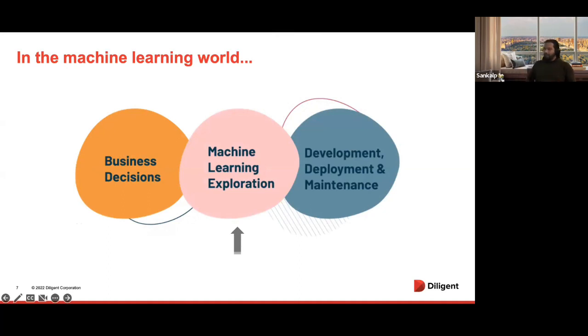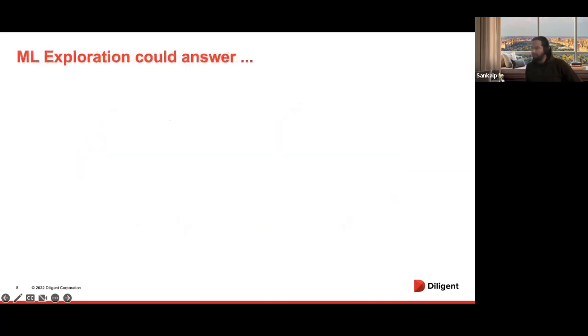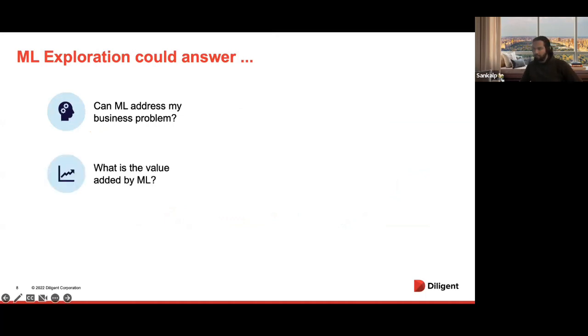So now that we know at a high level what it takes and how to do machine learning exploration, and how it is different from some of the traditional software development, let me summarize what exactly ML exploration is supposed to answer. It would help you answer questions like, can machine learning really address my business problem? What is the value that machine learning is adding? So if there's an ML outcome, how does it translate to a business outcome? And that's just the value add.